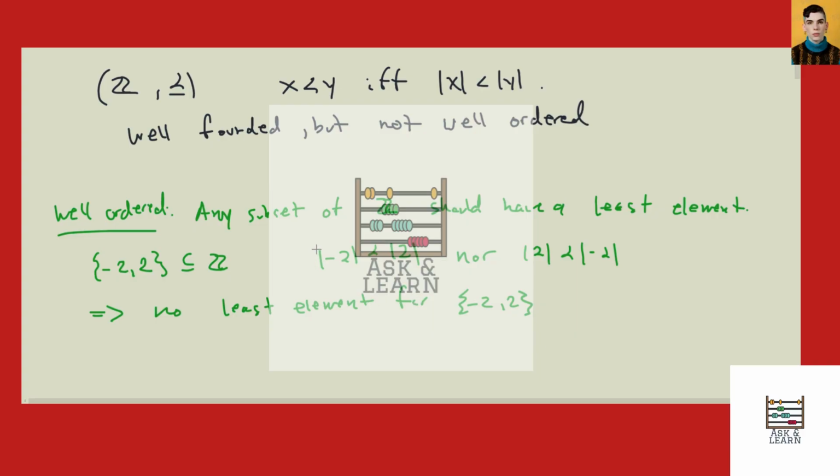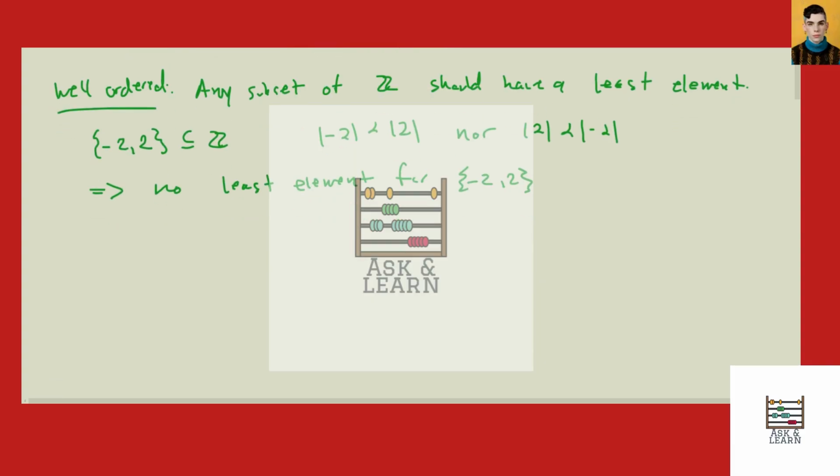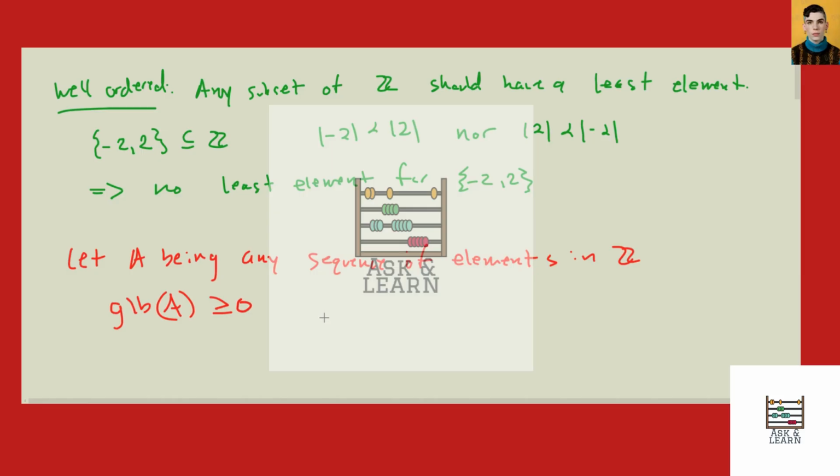All right. Now, for showing it's well-founded, what we're going to do is just let A be any sequence of elements in Z. Well, if we think about this, if we take the greatest lower bound of A, this has to be greater than or equal to 0, since the absolute value of any number x has to be greater than or equal to 0 as well.